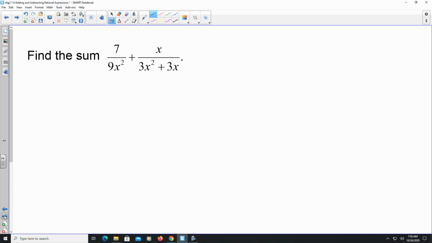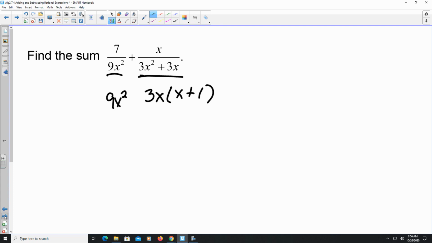So what we're going to do is look at each individual polynomial in each denominator. Can I factor anything? For 9x squared, I cannot, so I just leave it as 9x squared. Over here, I have 3x squared plus 3x. Actually, I can factor out a 3x here, and then in parentheses it turns into x plus 1.